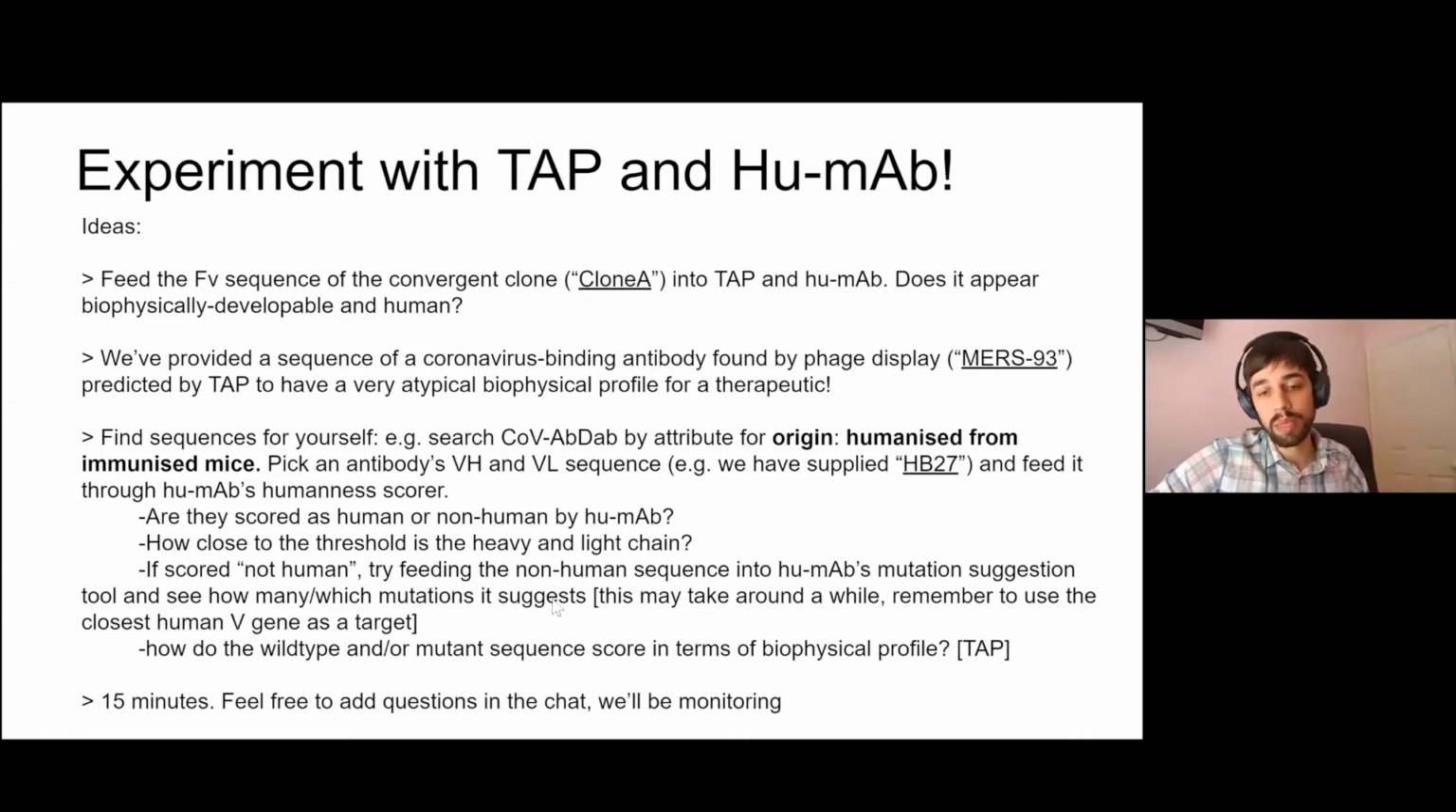And then it might take longer than you have before the end of the little workshop, but you'll see if you feed it into the mutation suggestion tool, which mutations or how many mutations HUMAB thinks that whichever chain is non-human requires. And you could also then think about this cycle of, you've made these mutations, but now has that affected my biophysical characteristics? And put the mutant and wild type sequence back into TAP and just make sure that isn't the case. So these are just some ideas for you to play around with, but it's completely up to you really to do what you want to do.